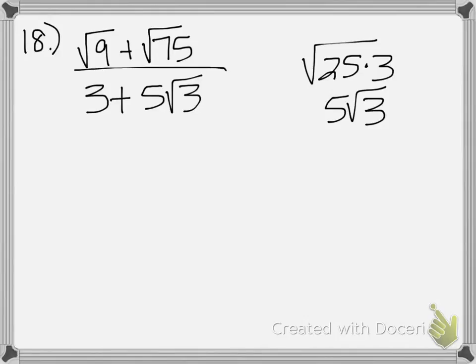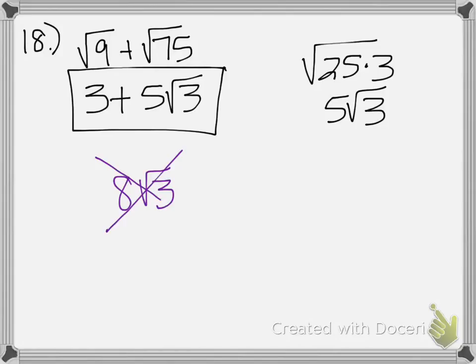Now, this is my final answer, and I will tell you a lot of people, I see this all the time, they're like, oh, okay, so my final answer is 8 square root 3. No. That's not 3 times 5, or 3 plus 5. That's like if you had 3 plus 5x. Could you combine that? No. You can't combine it, because they're not like terms. Same reason for our radicals. Same reason why we can't combine those. That's the most simplified we can go.